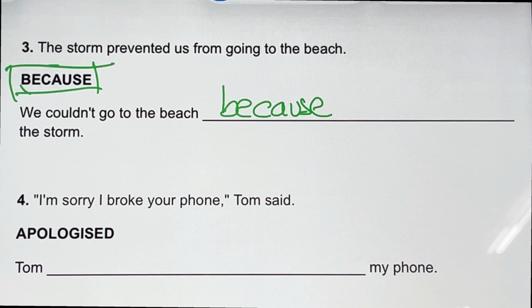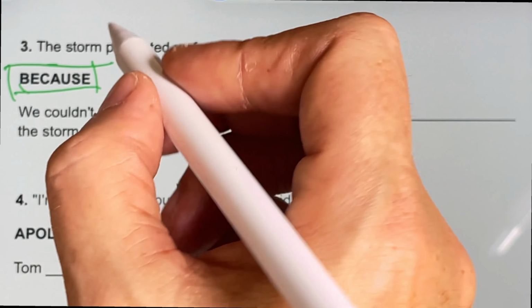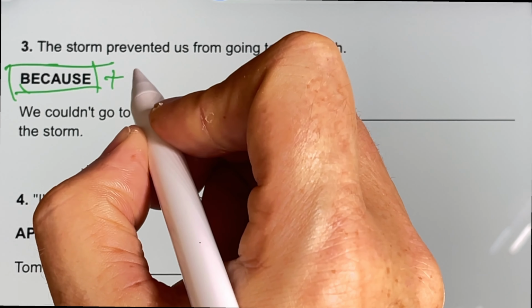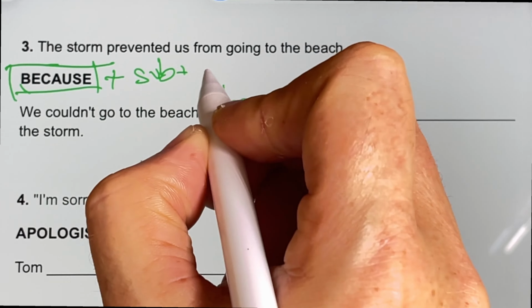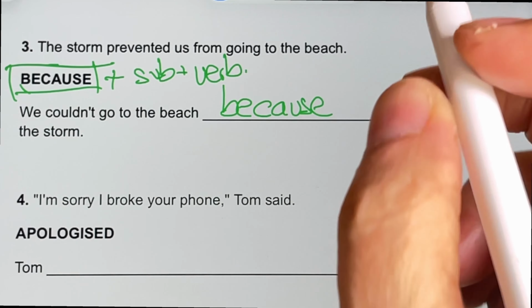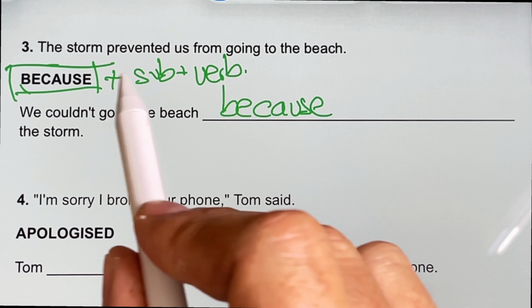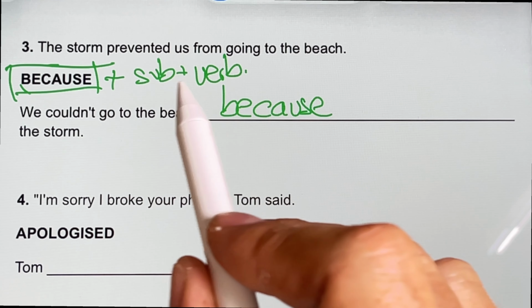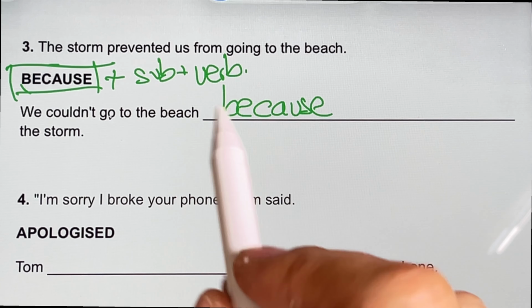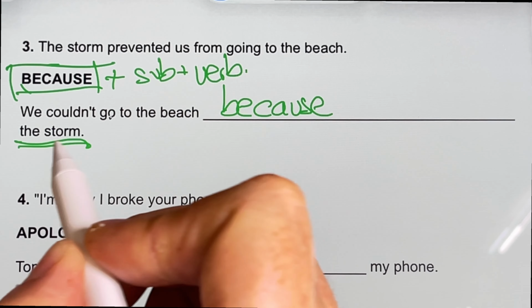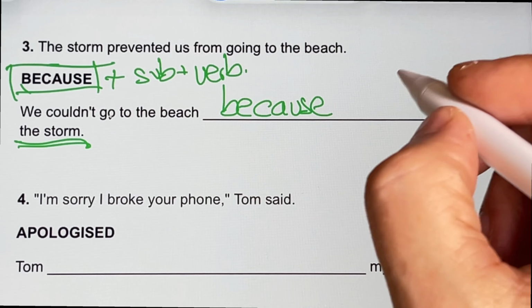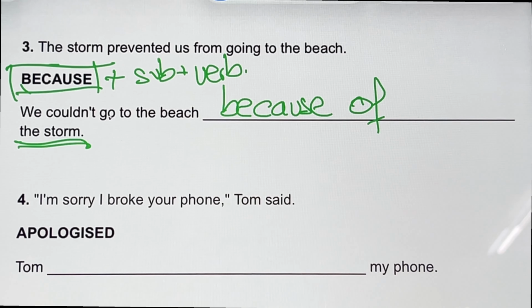the storm. Now, here, that will be incorrect. Why? Because after a because, we need to put a clause. We need to put subject, verb: because the weather was really bad, because it was raining, because there was a storm. Okay, here, when we have a noun after a because, then we will use the of: because of the storm.